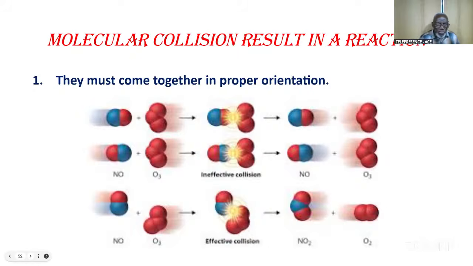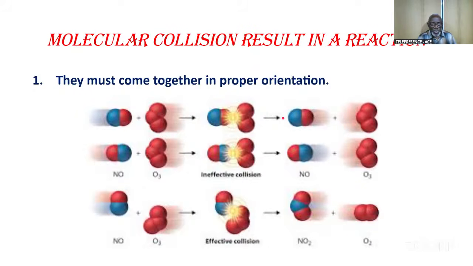So now let's look at this molecule. For molecules to form a reaction, they must come together in proper orientation. Look at NO and NO3. That's the molecule, this is NO3, and this is NO. When they collide like this, you will discover that the oxygen over here, when they collide, there is no bond between them. So everything remains the same, and there is no reaction in this one.